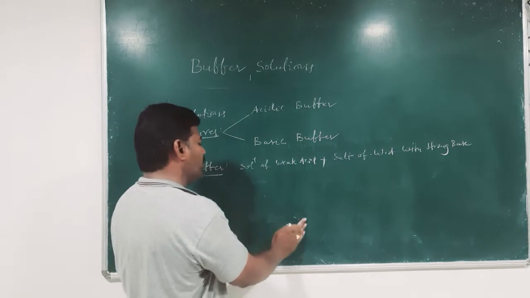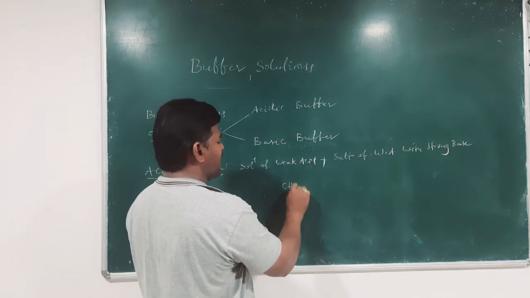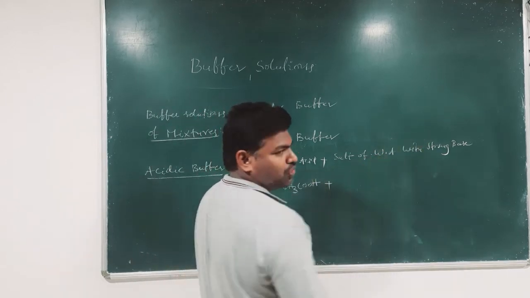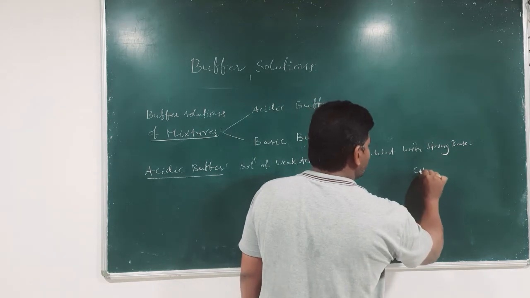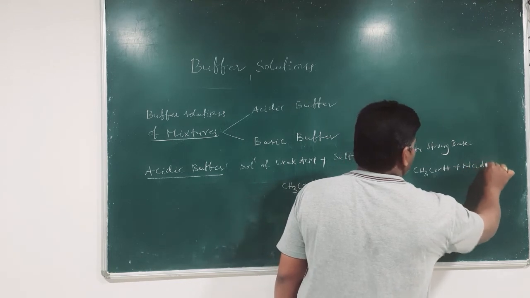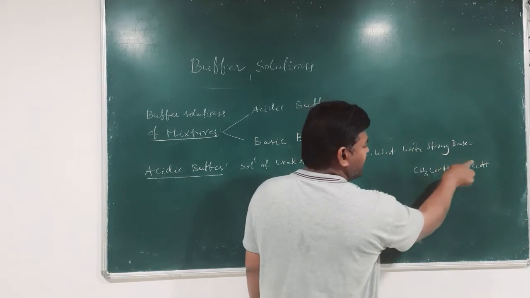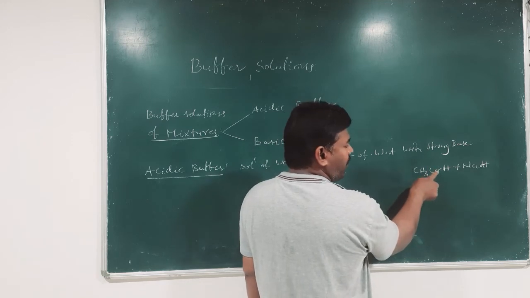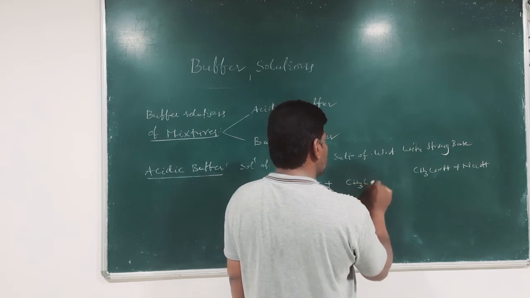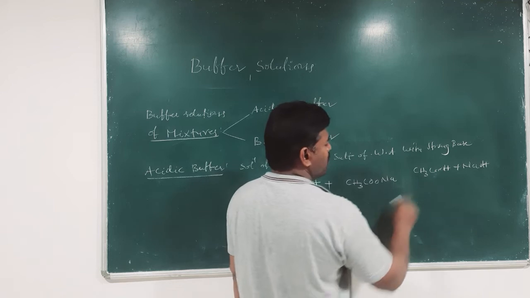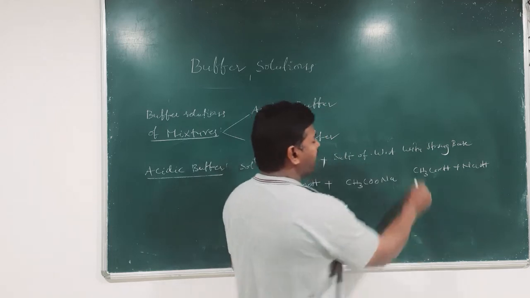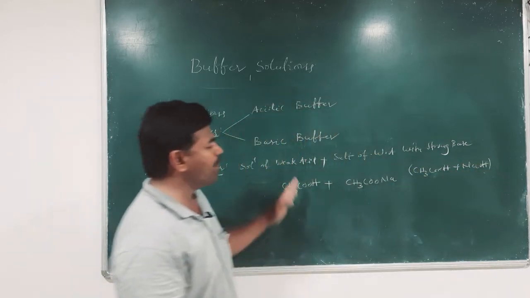Okay, so the best example for a weak acid is acetic acid, and for a salt of a weak acid with a strong base, the weak acid is acetic acid and the strong base is NaOH. The salt formed from the weak acid and the strong base is sodium acetate, CH3COONa. So this is an example of an acidic buffer.